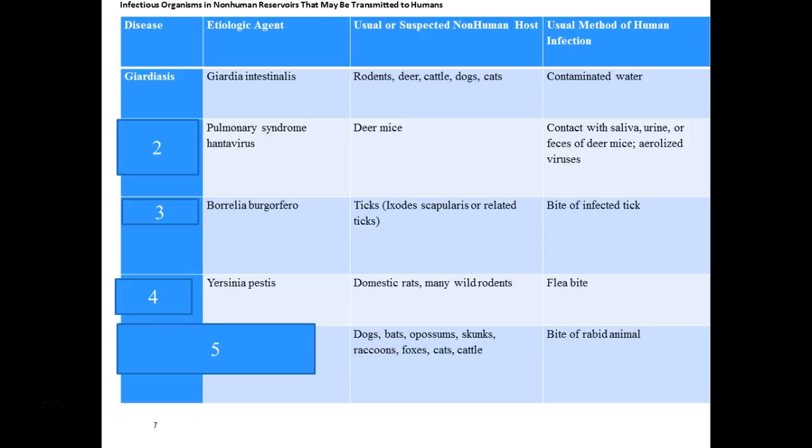So animals, rodents, deer, cattle, dogs will carry this in their intestines, and even people. For wild animals, the water supplies are the toilet, right? They contaminate the water, and that's usually how we get these types of infections. We ingest contaminated water. Lots of cats and dogs will carry this infection. It won't even affect them.